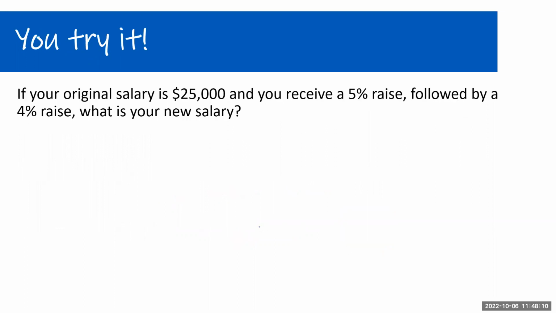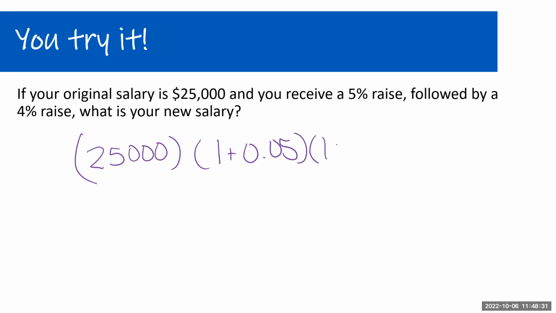Okay, go ahead and try this example also. Your original salary is $25,000 and you get a 5% raise followed by a 4% raise. So how much money are you making now? Pause if you need to. But remember that you're going to start with your 25,000. You get a 5% raise and then you get a 4% raise. If we plug this into our calculator just as it is, just be careful with your parentheses, you're going to see that you now make $27,000, well, $27,300.